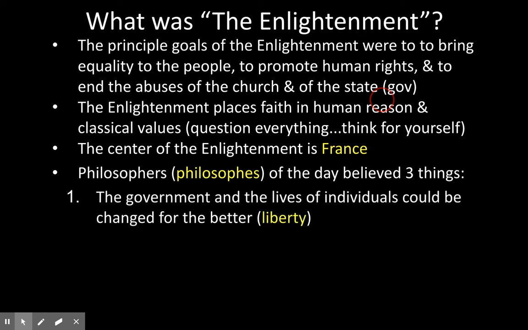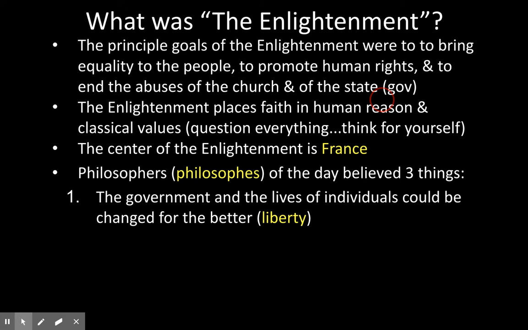Number one, the government and the lives of individuals could be changed for the better. Think of the word liberty. They believed that government could be done better. And as we get into this Enlightenment era, we have to understand that the 1600s, when we had the whole scientific revolution going on, was really this whole era of absolute monarchs. And the 1700s is also a time of absolute monarchs.